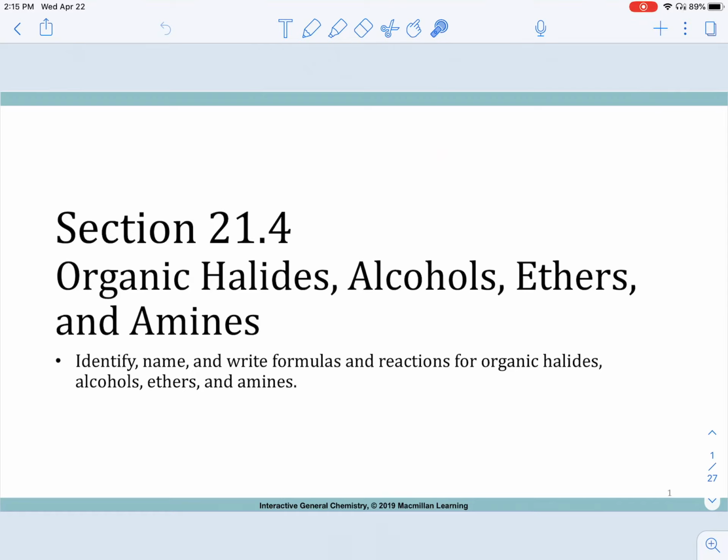Hi, Gen Chem class. We are at 21.4 in our exploration of organic compounds today. We're going to be talking about a lot of common functional groups that we see attached to carbon chains: halides like chlorine, bromine, alcohols, which are OH groups, ethers, and amines. So we're going to learn how to identify them and name them and write their formulas. And we're going to look at a few reactions, not too many though.